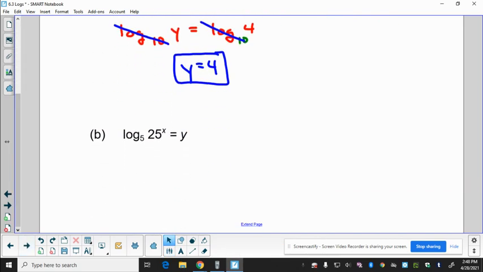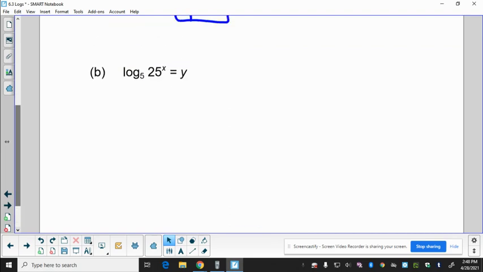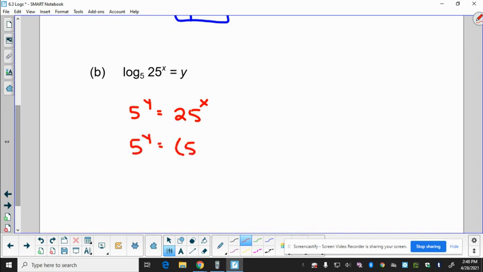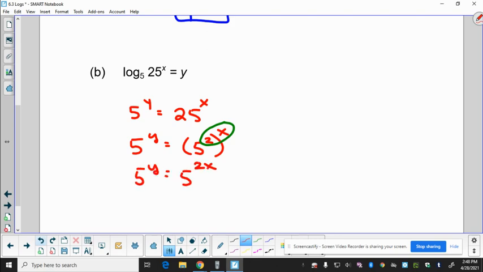Let's try another one. All right, let's see if we can write this as an exponential. So this would be 5 to the y equals 25 to the x. And this looks like something very similar that we've been doing. I'm going to keep this as 5 to the y, but I'm going to make 25 into 5 squared, to the x. And then I'm going to multiply my exponents together. So I've got 5 to the y equals 5 to the 2x. Y is 2x. So there's the answer to that.